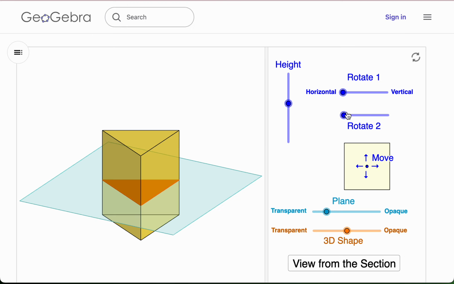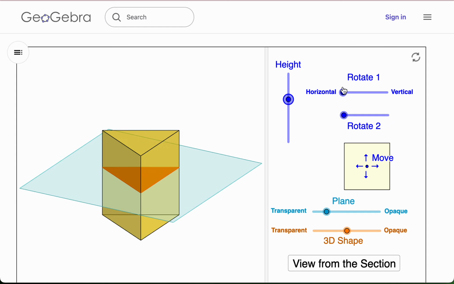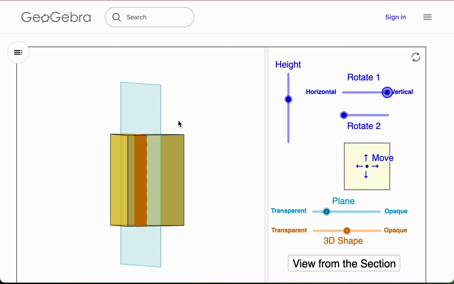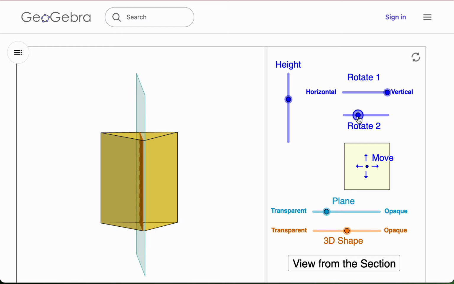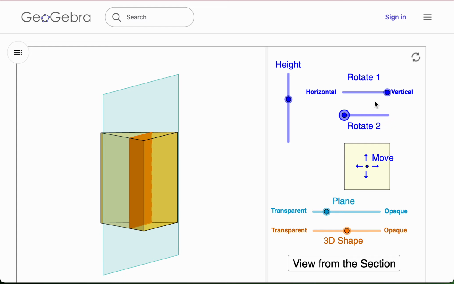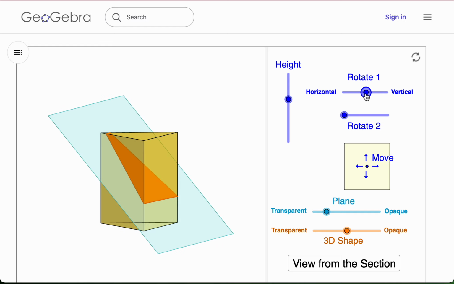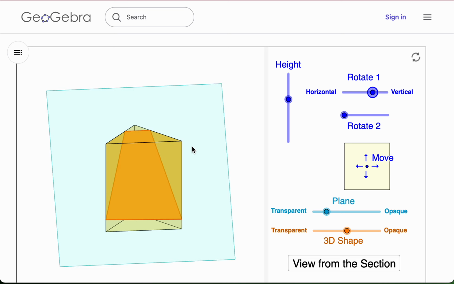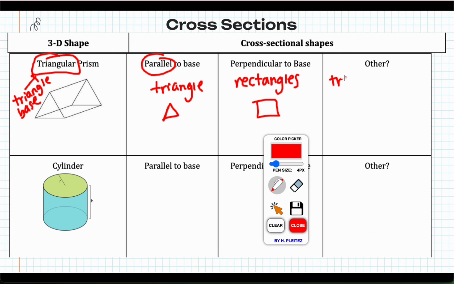So let's test this out. Here's our triangular prism, and when we are parallel to the base, as predicted, we get a triangle. And then when we make it perpendicular to our base, we get a really nice rectangle there. Now, let's see if we rotate it and make it not perfectly horizontal or vertical. Oh, it looks like we get another trapezoid here. So this is something we want to make sure that we add in. We can definitely get a trapezoid.